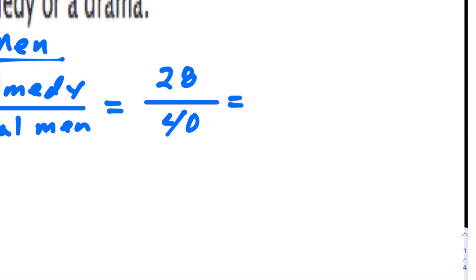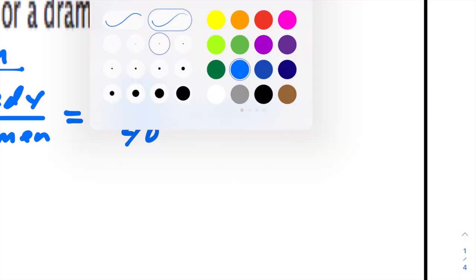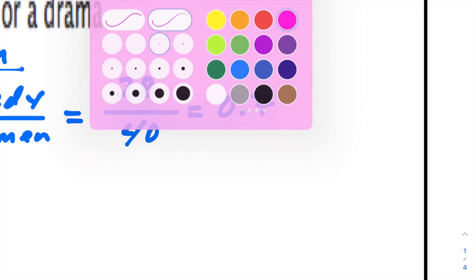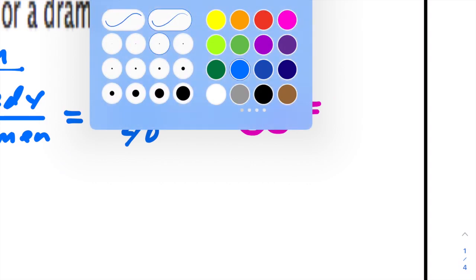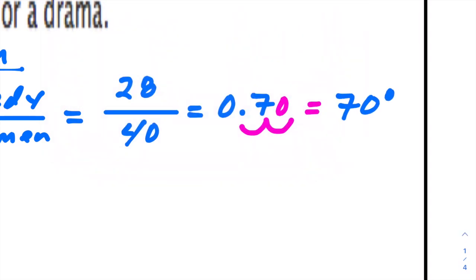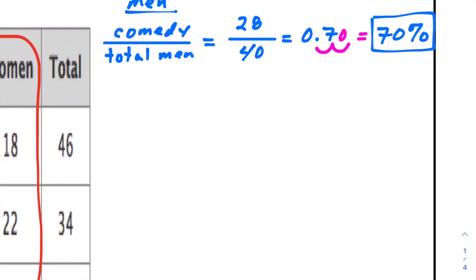So again, let's just do the math by dividing. You do not need to simplify. So 28 divided by 40 would give you 0.7. If we were to turn that into a percent, we move the decimal to the right twice, and so we end up with 70% of the men who were surveyed like comedies.